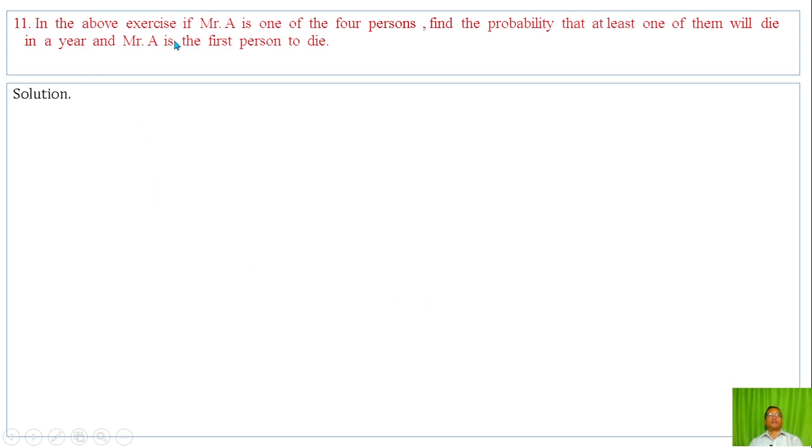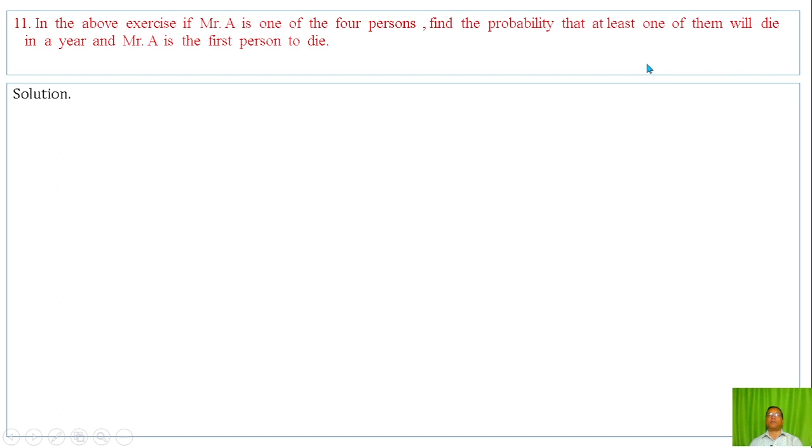In the above exercise, if Mr. A is one of the four persons, find the probability that at least one of them will die in a year, and Mr. A is the first person to die. Find the probability that at least one of them will die in a year.